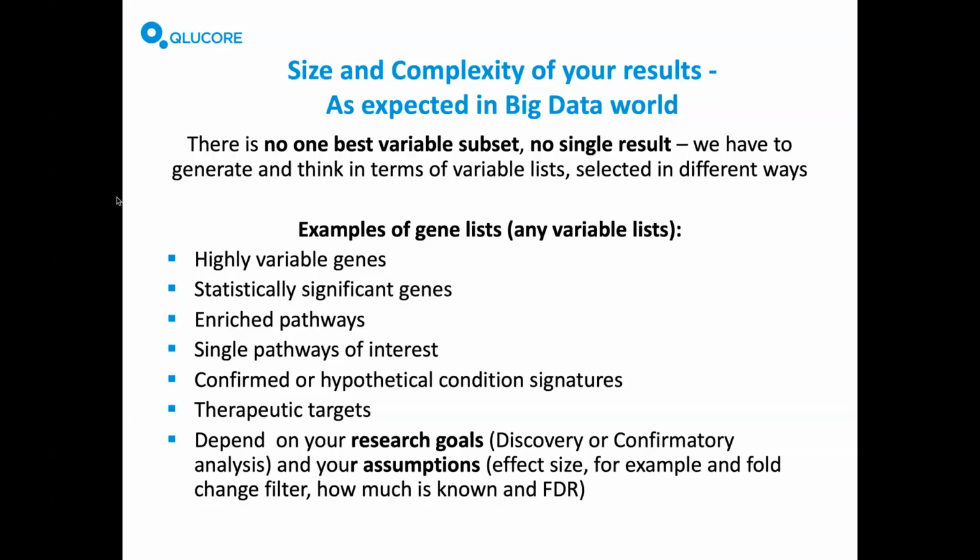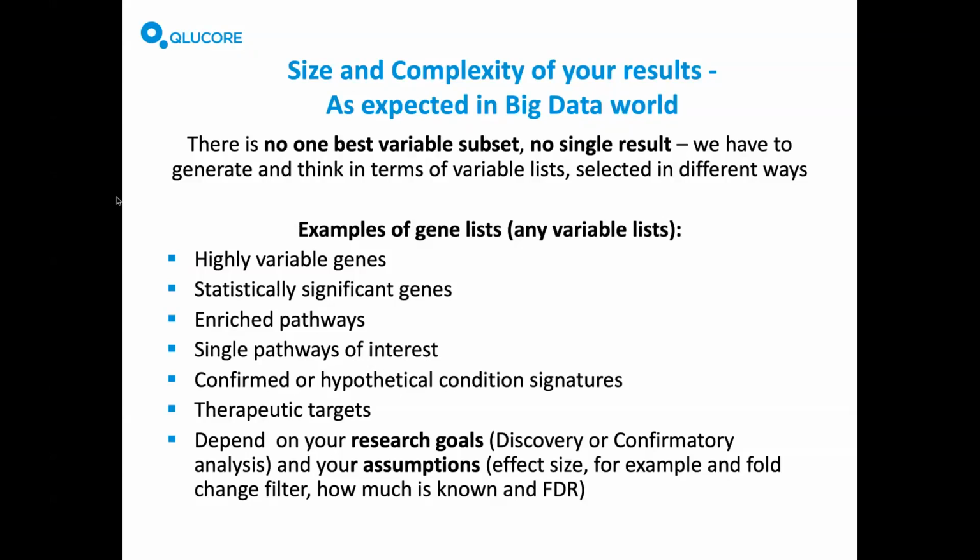We can look at an existing published condition signature and see if this signature works in your own results, and vice versa. You can create a signature using your data set for a condition and then find some other published or somebody else's data set of similar conditions to see if it works there. You can zoom in on the list of therapeutic targets. That's pretty much like a gene list, which you create. So it's one of the variations of variable or gene list manipulation.